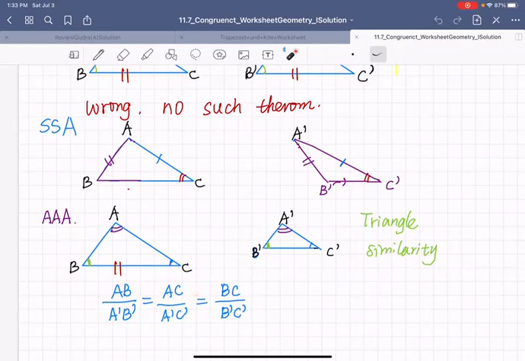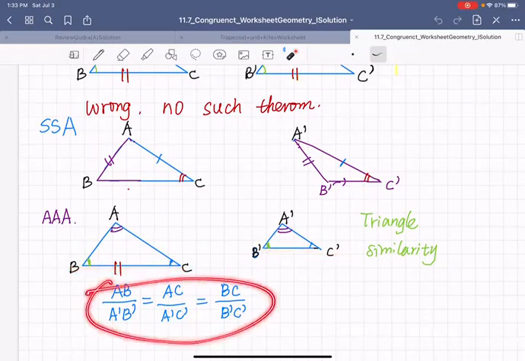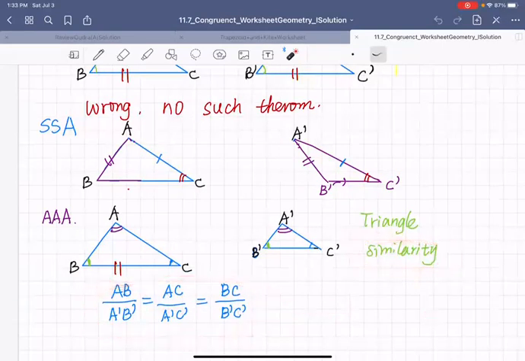When we learn triangle similarity, when you have two angles corresponding equal, these two triangles are called similar triangles, and their common ratio will be the same. AB over A prime B prime equals AC over A prime C prime equals BC over B prime C prime, okay? This is the common ratio. This is not for triangle congruency. This is for triangle similarity, okay?